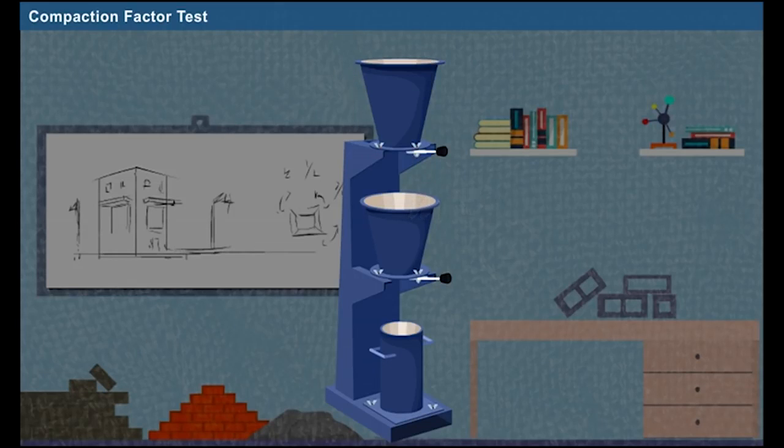The lower hopper's top internal diameter is 229 mm. Bottom internal diameter is 127 mm and internal height is 229 mm. The vertical distance between the two hoppers is 203 mm. The bottom cylinder's internal diameter is 152 mm and internal height is 305 mm. The vertical distance between the lower hopper and bottom cylinder is 203 mm.